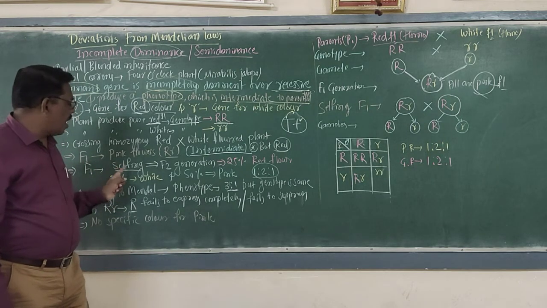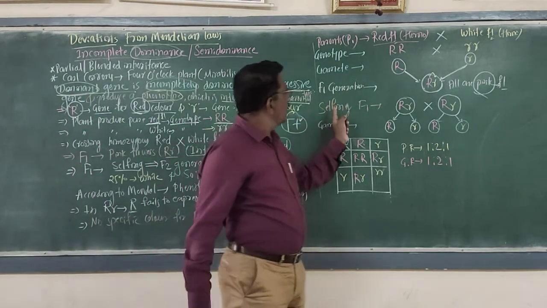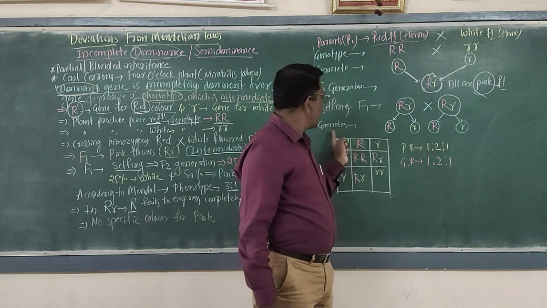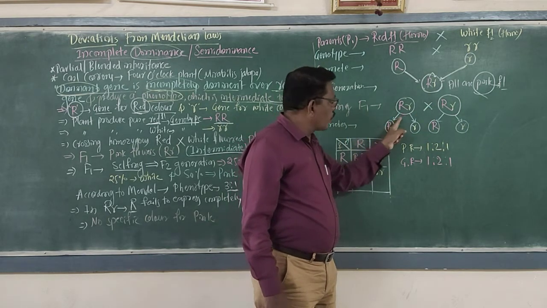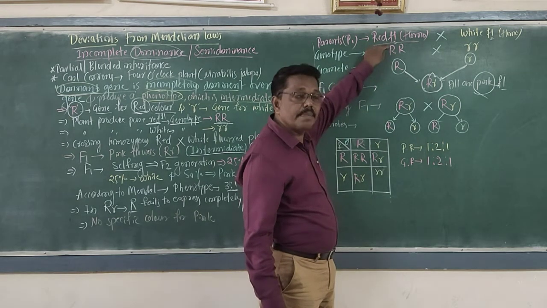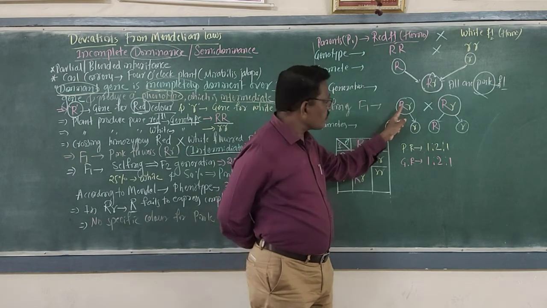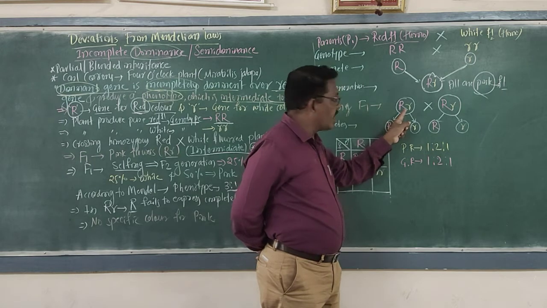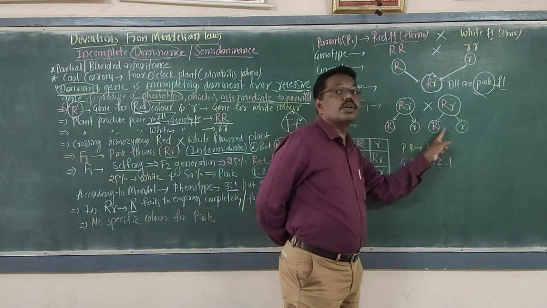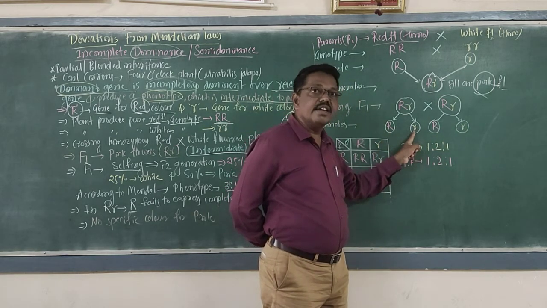Selfing. Then after selfing of the F1 generation, we want to get the F2 generation. Here you will see the selfing of what? F1 generation. Then during formation of the gamete, two types of gametes will be formed. But in the homozygous condition, only one type of gamete will be formed. But in the heterozygous condition, here we want to get two types of gamete. One gamete carries the capital R and the other gamete carries the small r.